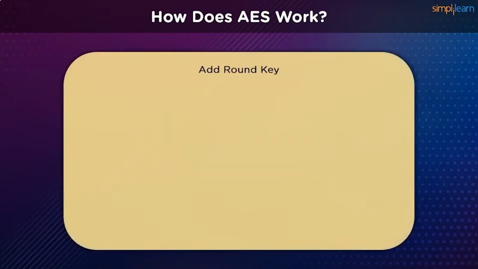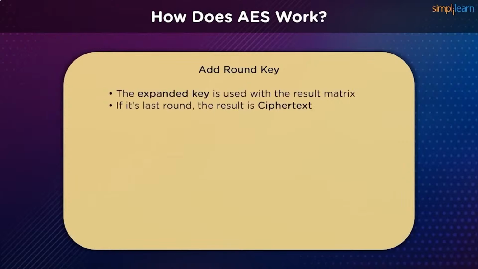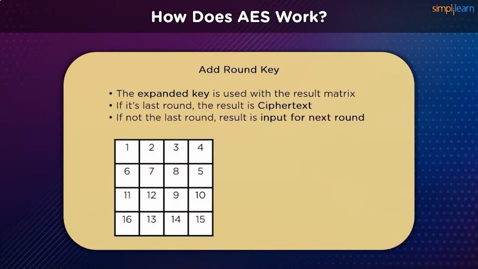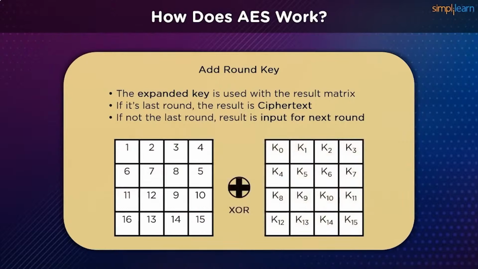When it comes to adding a round key, the 16 bytes of the matrix are treated as 128 bits and the 128 bits of the round key are XORed. If it is the last round, the output is the ciphertext. If we still have a few rounds remaining, the resulting 128 bits are interpreted as 16 bytes and we start another similar round.